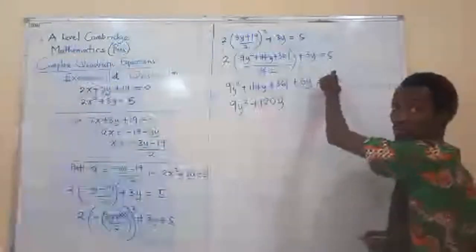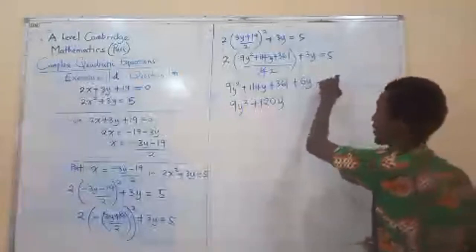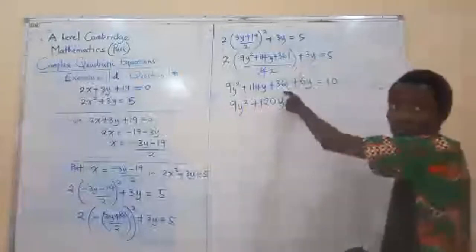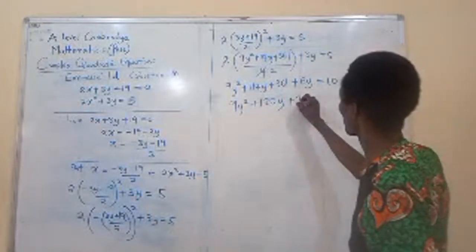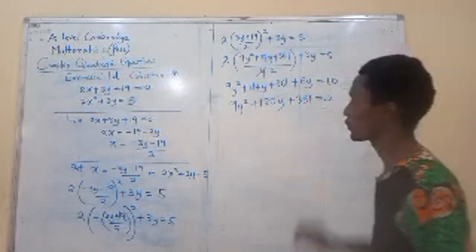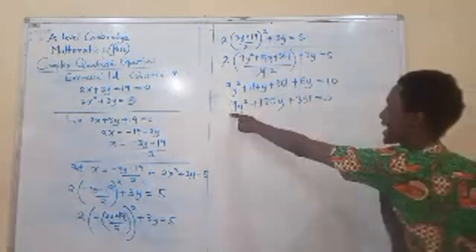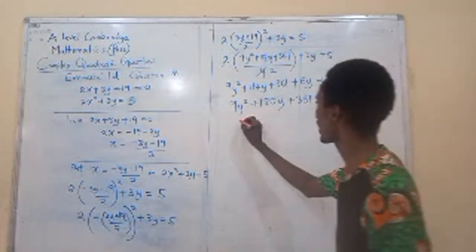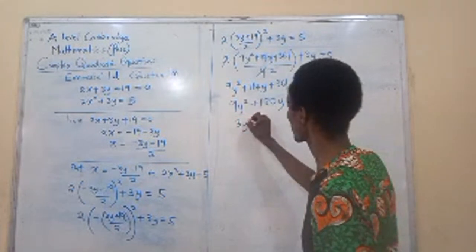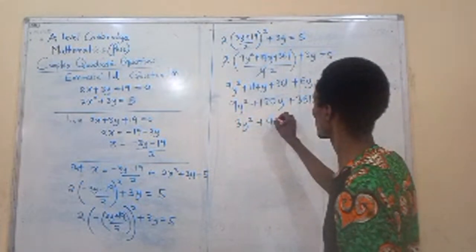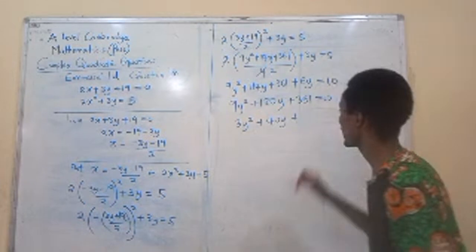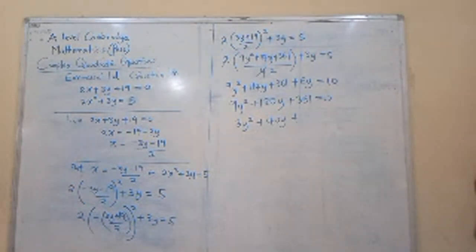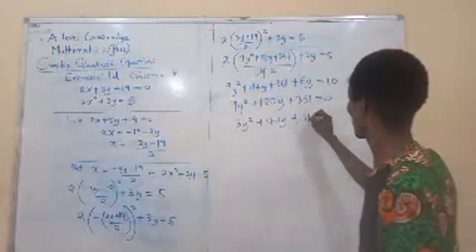This 10 is positive, and if it comes in here, it becomes minus 10. And that will be plus 351 equal to 0. At this point, 9 can divide, or rather 3 can divide through. This will now give me 3y squared plus 40y plus, that should give me 117 if I'm right. Confirm.